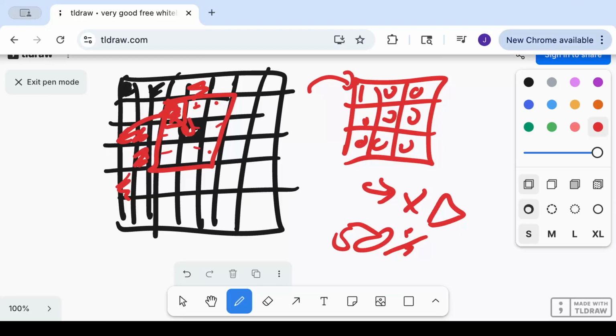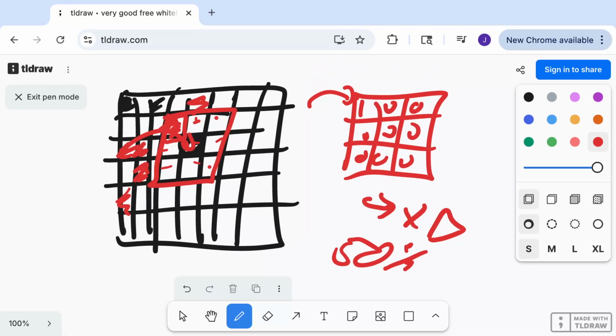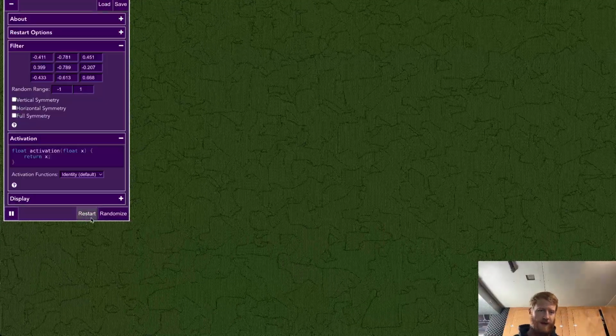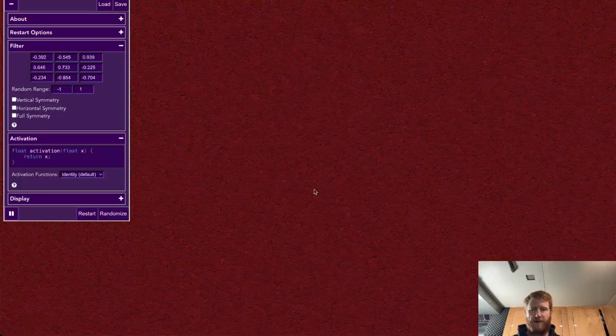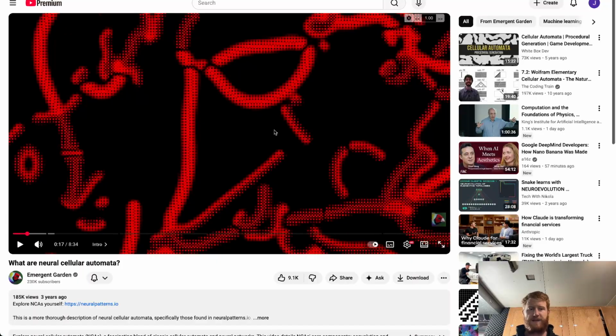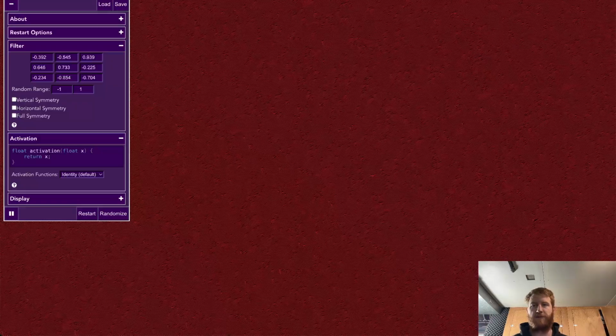And this is another inspiration for that. Back in the day, I remember this neural pattern site that let you randomly create a kernel and a filter that could create some somewhat interesting patterns already. That's covered really well in this What Are Neural Cellular Automata video by Emergent Garden, so I'll definitely link those down below to explore.